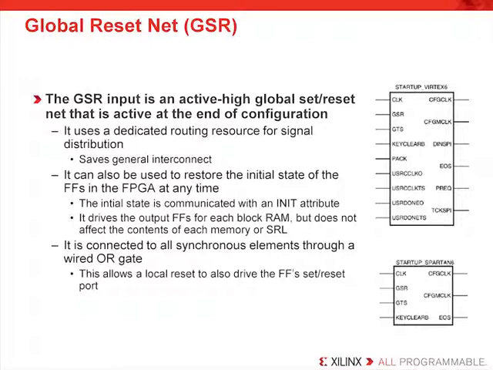But some customers use it to save routing an additional high fan-out reset on general interconnect. The GSR uses dedicated routing resources, so it prevents routing congestion, and it can be used to reset the FPGA to a known state chosen by the designer. So not every resource has to be a 0. Now that is done with the INIT attribute for each flip-flop. The GSR has access to an OR gate that connects to each flip-flop. That allows each flip-flop to not only have access to a local reset, but the GSR as well.